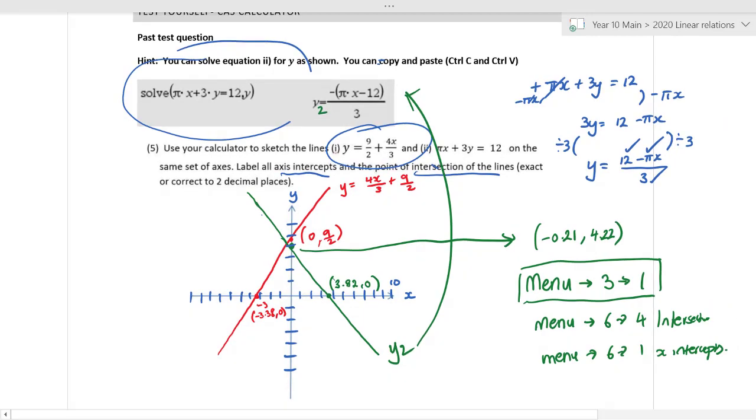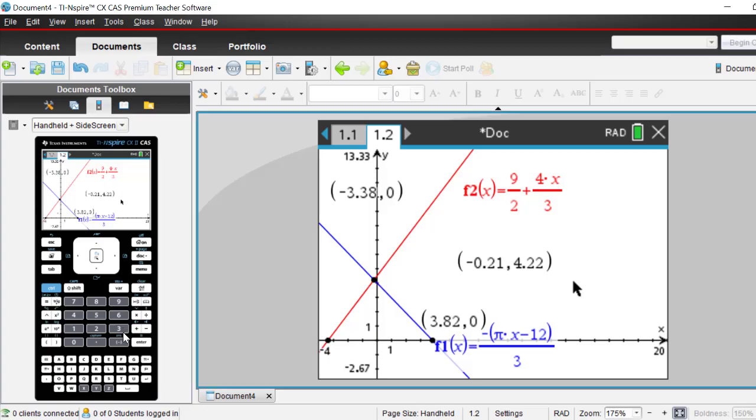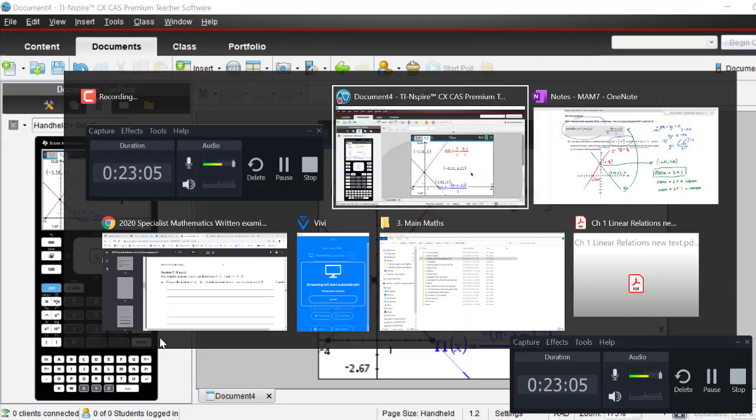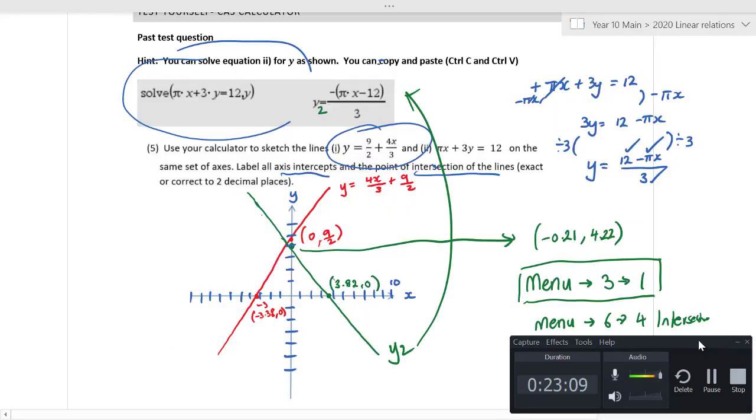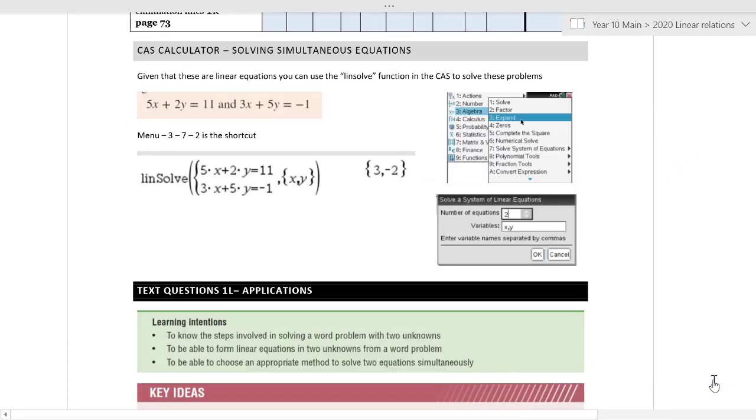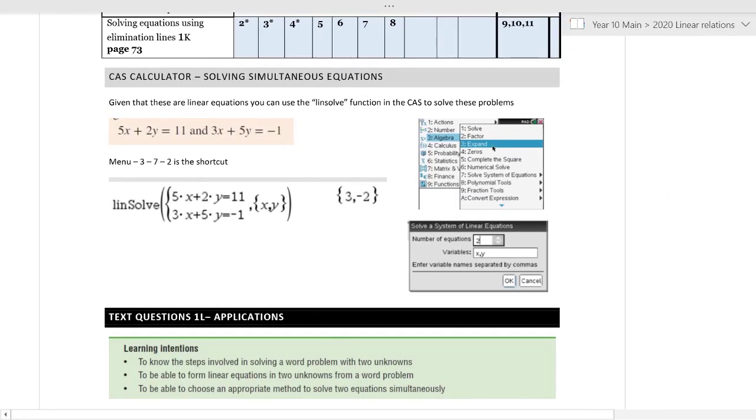The one thing I will say, though, whilst we've got you here, this video's gone for 23 minutes. I'm going to pause the video just quickly. All right, so look, we're not going to go through and talk about some of the other functions we can in the calculator, but just so you know, in this test, on page 38, there's the lin-solve function.